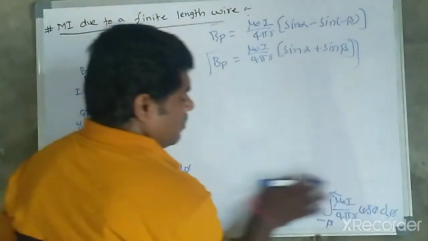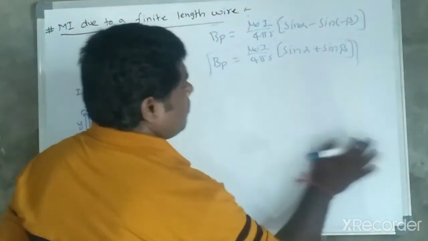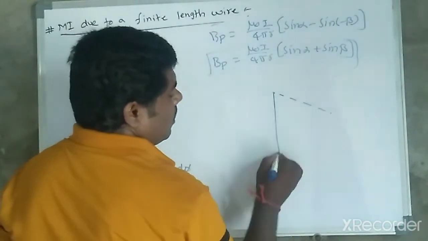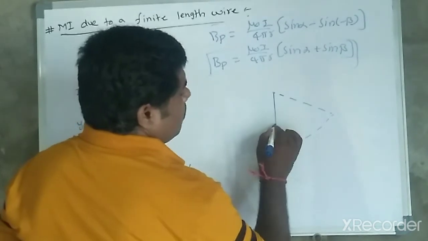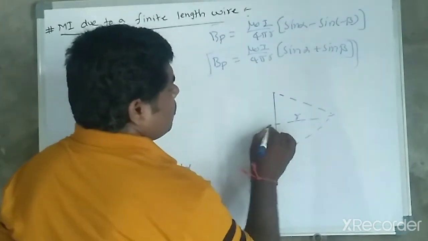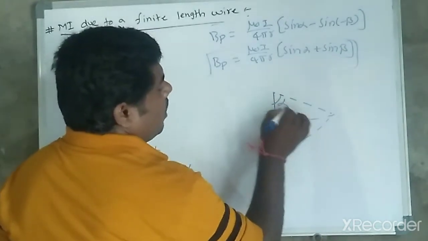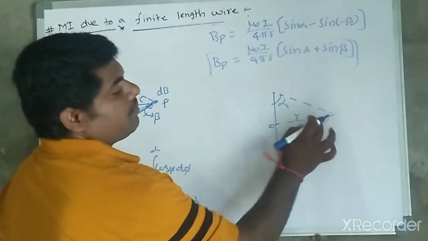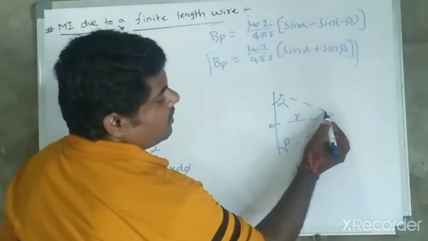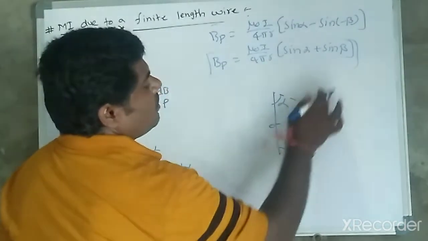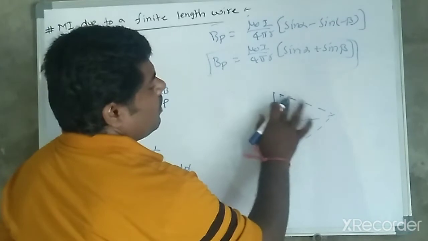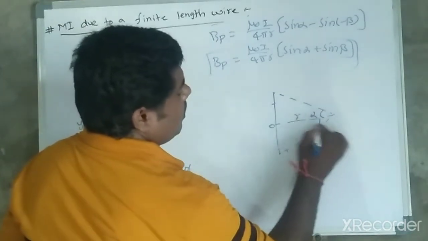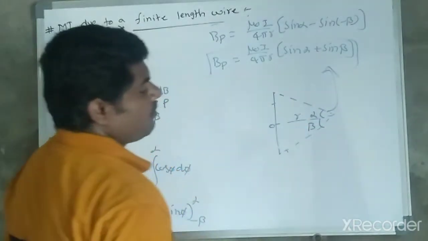Sometimes they will ask about this finite wire. Now this is the r, this is the O. Here the alpha and here the beta. Whenever alpha and beta are given in this way, this is the formula.